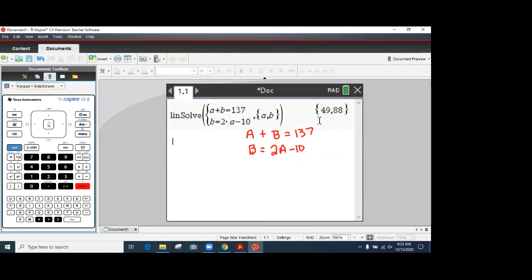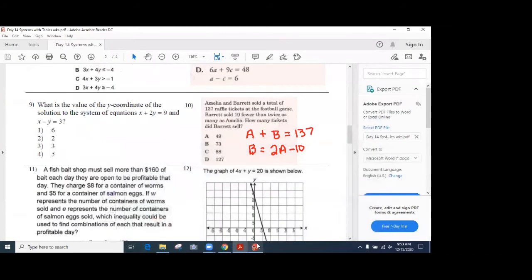Hit enter. And then the question is, and this is what I want you to see, if you're able to type this in and you get an answer, which one's Amelia and which one's Barrett? Well, a lot of us would be like, I'm not sure. Remember, it tells you right here, just like it did the X and the Y. The first one is Amelia, the second one is Barrett. They wanted Barrett, which was 88. So the answer would be C. And look at that. What would a lot of us have guessed? C. That's why we do it.